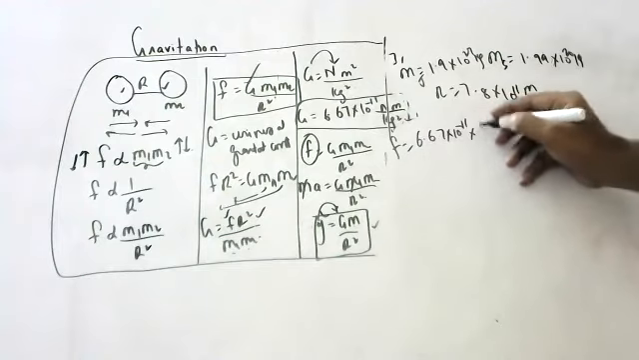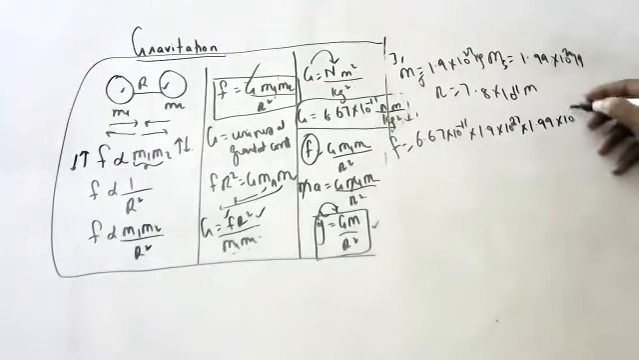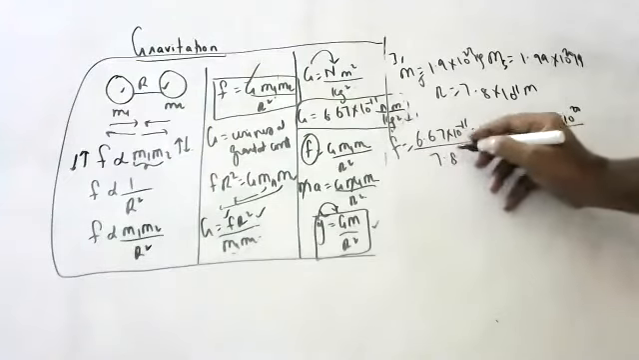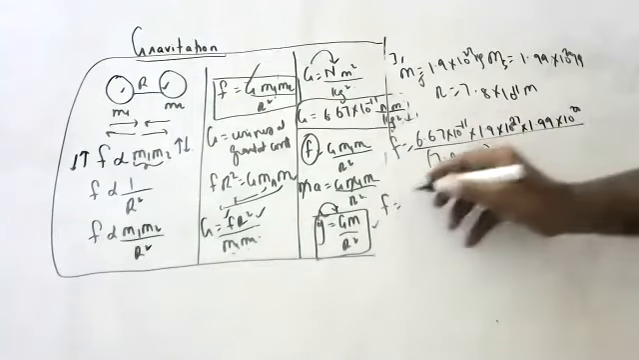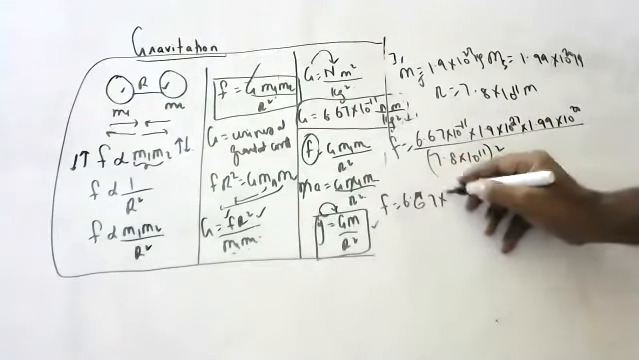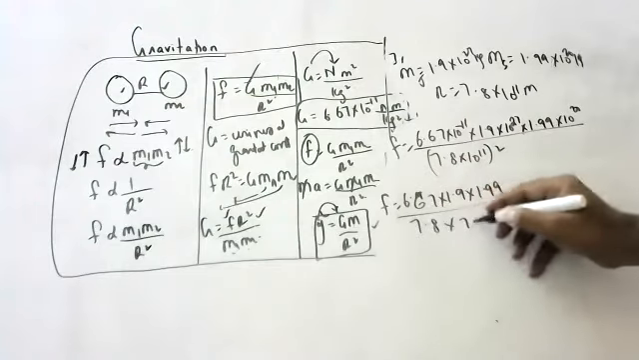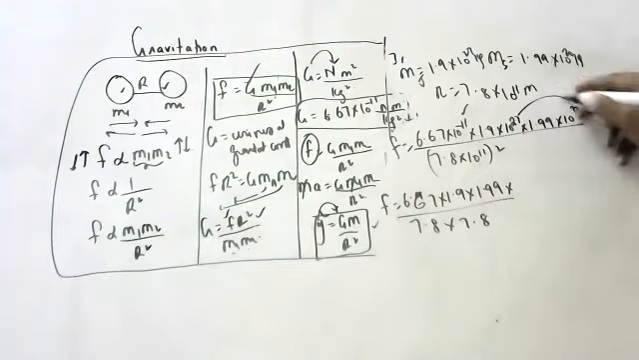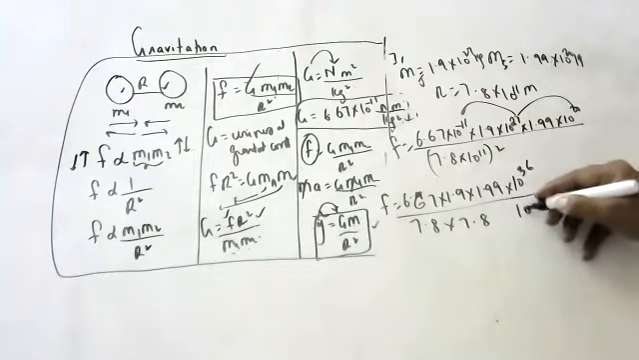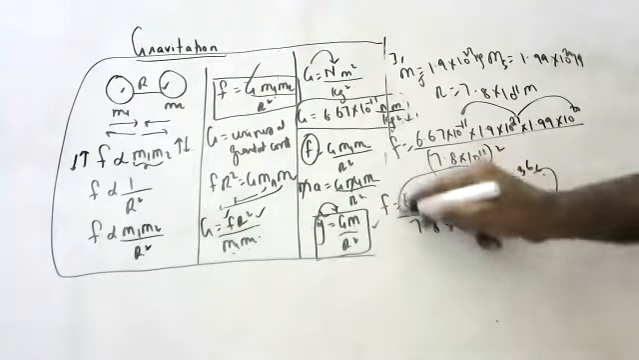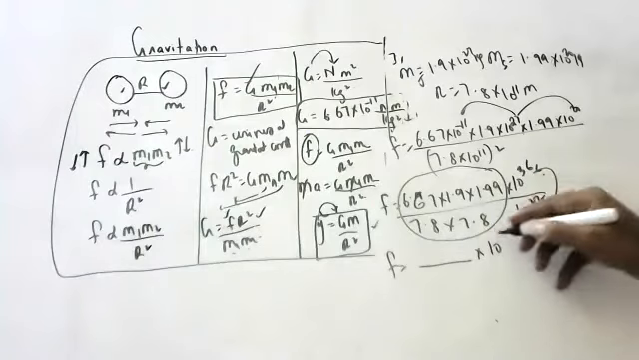Force is equal to 6.67 into 10 to the power of minus 11 into 1.9 into 10 to the power of 27 into 1.99 into 10 to the power of 30, by 7.8 into 10 to the power of 11 whole square. So F is equal to 6.67 into 1.9 into 1.99 by 7.8 into 7.8. 27 plus 30 is 57, 57 minus 11 is 46, by 10 to the power of 22. 46 minus 22, into 10 to the power of 14 Newton.